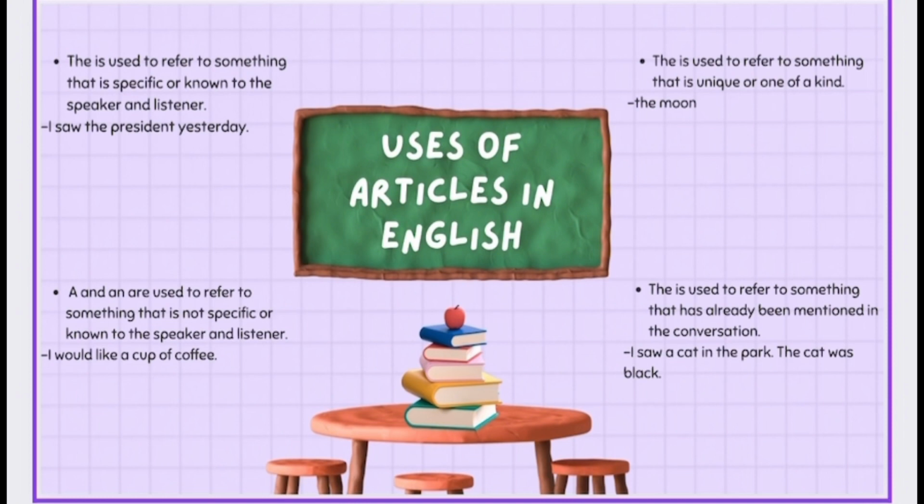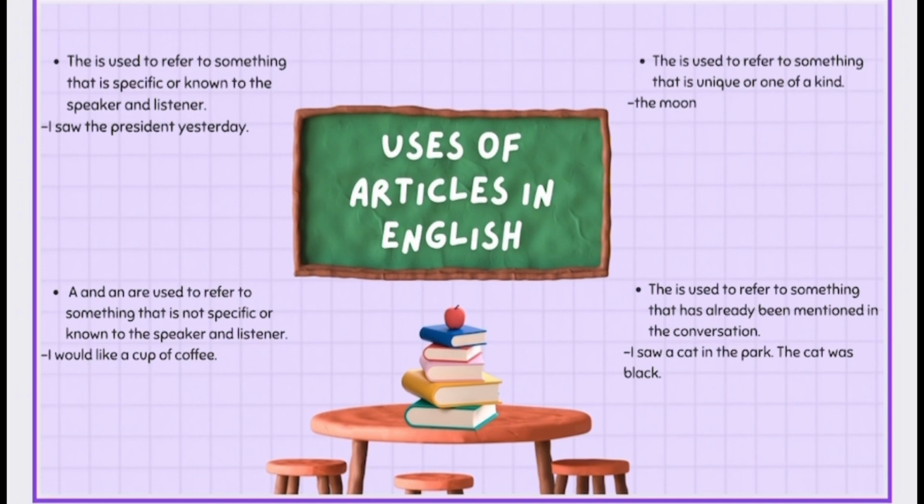Uses of the article in English. The is used to refer to something that is specific or known to the speaker and listener. For example, I saw the president yesterday. A and an are used to refer to something that is not specific or known to the speaker and listener. For example, I'd like a cup of coffee.